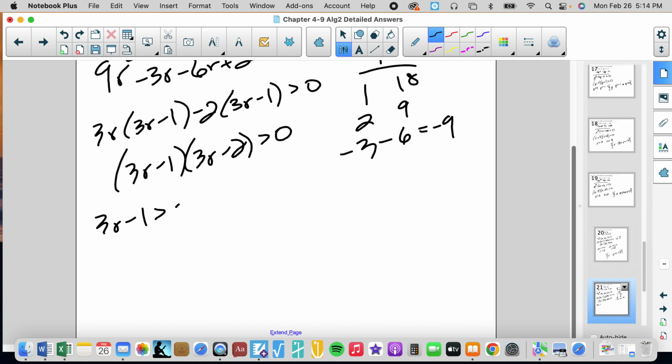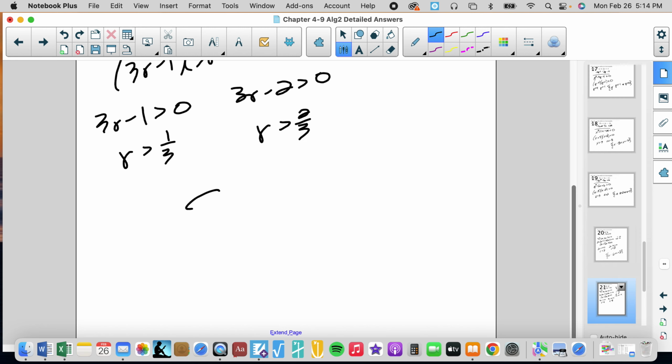3r minus 1 is greater than 0. 3r minus 2 is greater than 0. We have r is greater than 1/3. R is greater than 2/3. So it has to be positive. So we're going to say r is less than 1/3 or r is greater than 2/3. I think that's number 18. R is less than 1/3 or r is greater than 2/3.